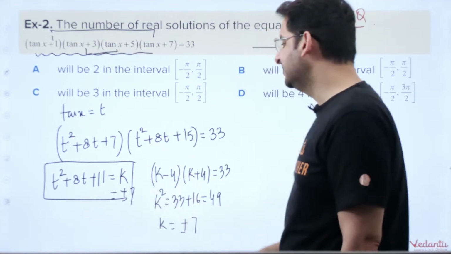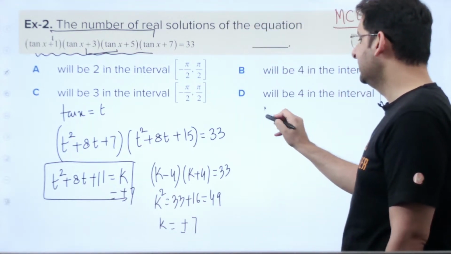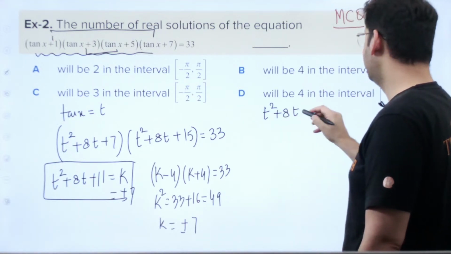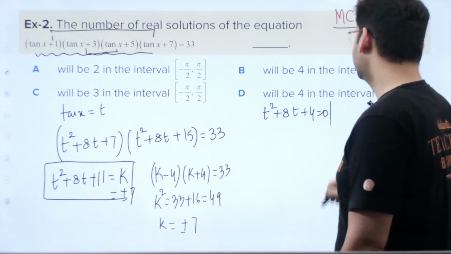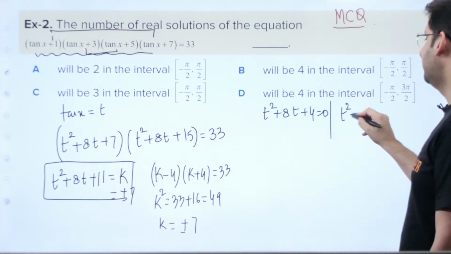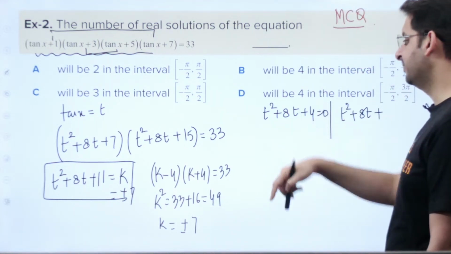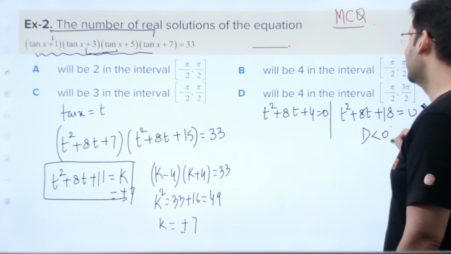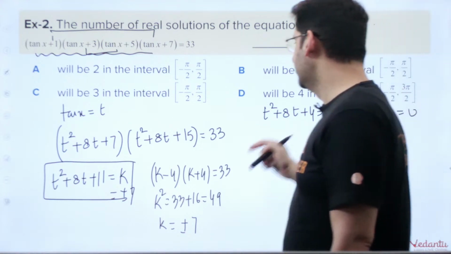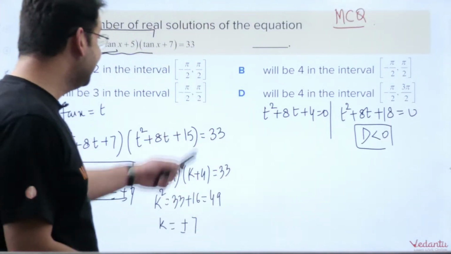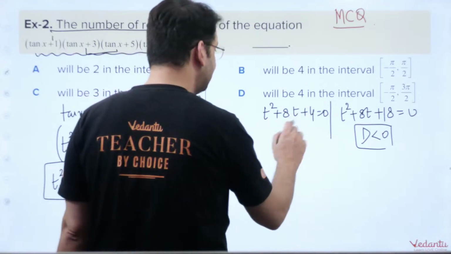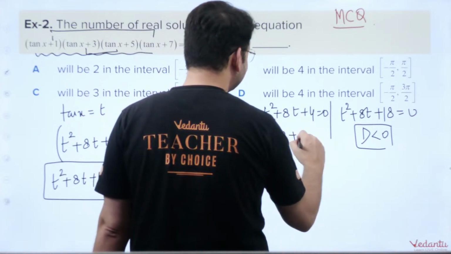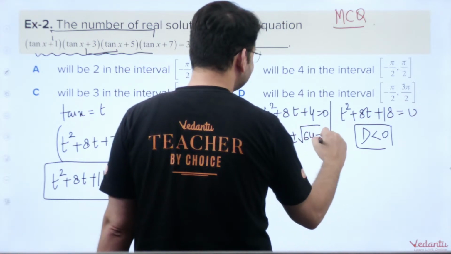So you will get two equations in t. The first equation says t square plus 8t plus 7 plus 4 is equal to 0. The second equation is going to be t square plus 8t plus 18 is equal to 0. D is clearly negative. So no solution from here. From here, t square plus 8t plus 4, there will be two solutions. Let us find those solutions. So minus 8 plus minus root of 64 minus 16 upon 2.